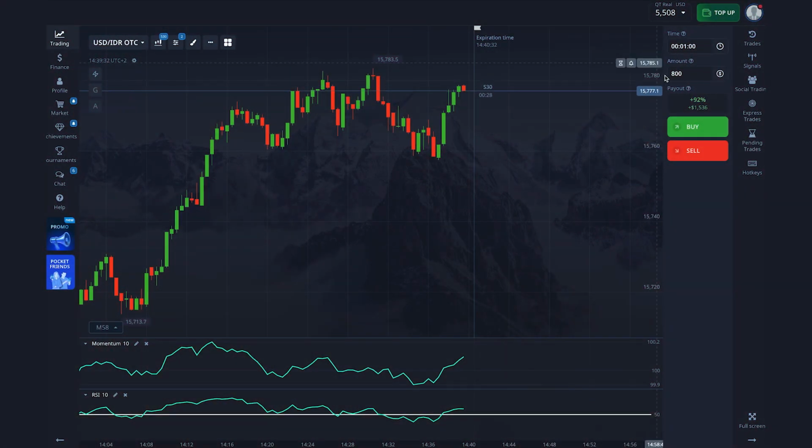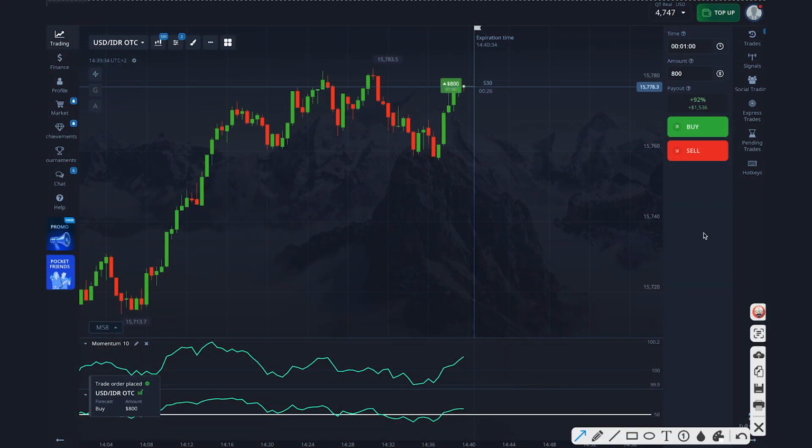The following situation. With an expiration of 1 minute, I open a trade to buy for $800. The chart clearly shows a sideways movement. The market seemed to take a short break after the previous activity. Candlesticks are moving in a narrow range, gradually approaching the upper boundary of consolidation. This is the moment when tension builds up and the market prepares for a powerful impulse.